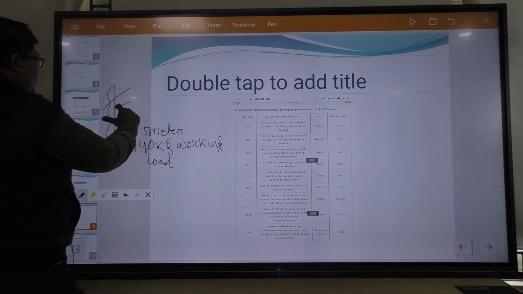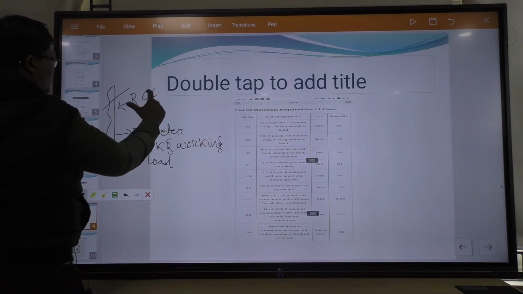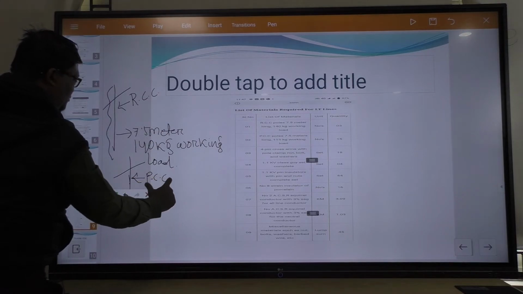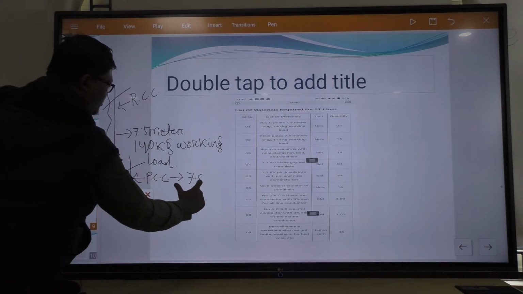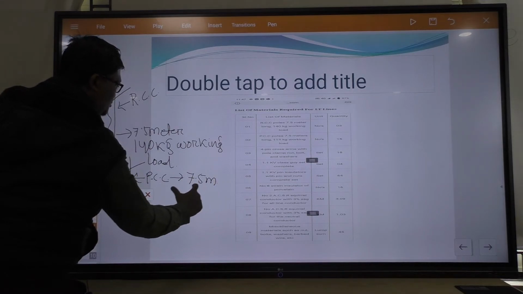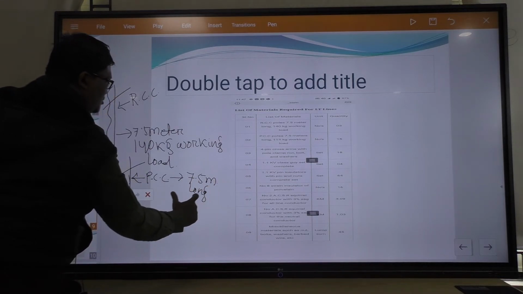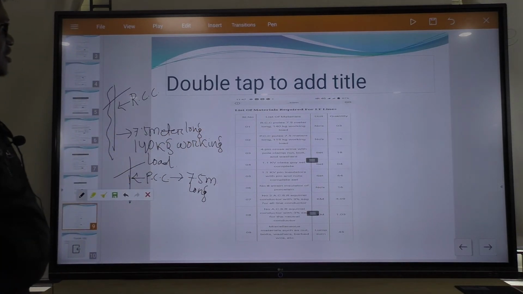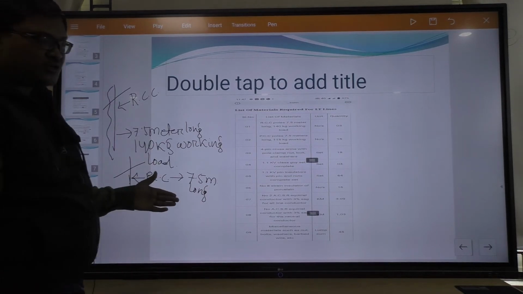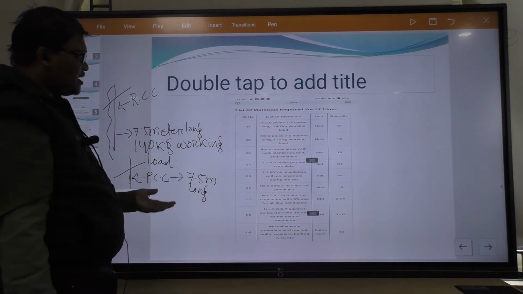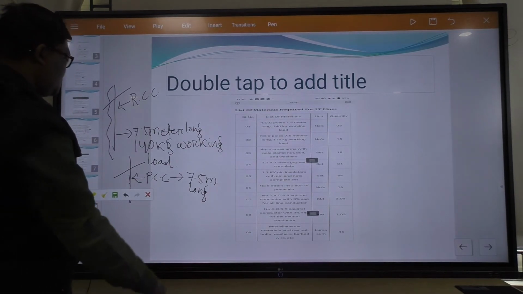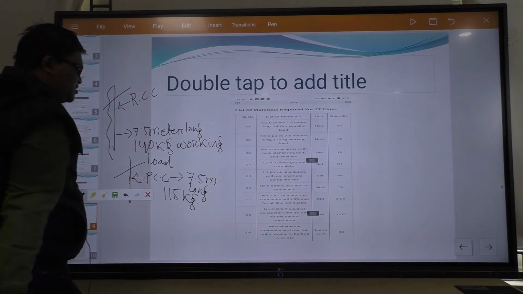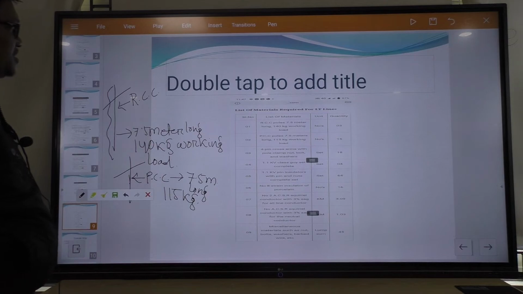So next, PCC pole is also 7.5 meter long, and the PCC pole is somewhat lighter than the RCC pole. The weight of the pole is around 115 kg.